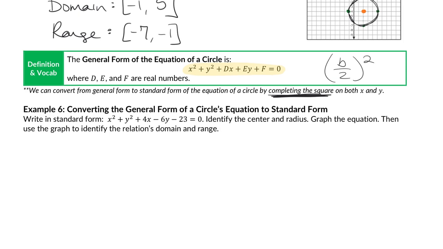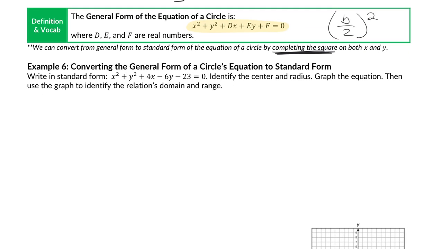If we look at a general form of a circle, and we're writing it in standard form to then eventually identify the center and radius, graph, and talk about the domain and range, we first need to change the way this equation is written. So I'm going to take x squared plus y squared plus 4x minus 6y minus 23. I'm just rewriting it so you can see where I'm getting everything from. And I need to do some major rearranging.